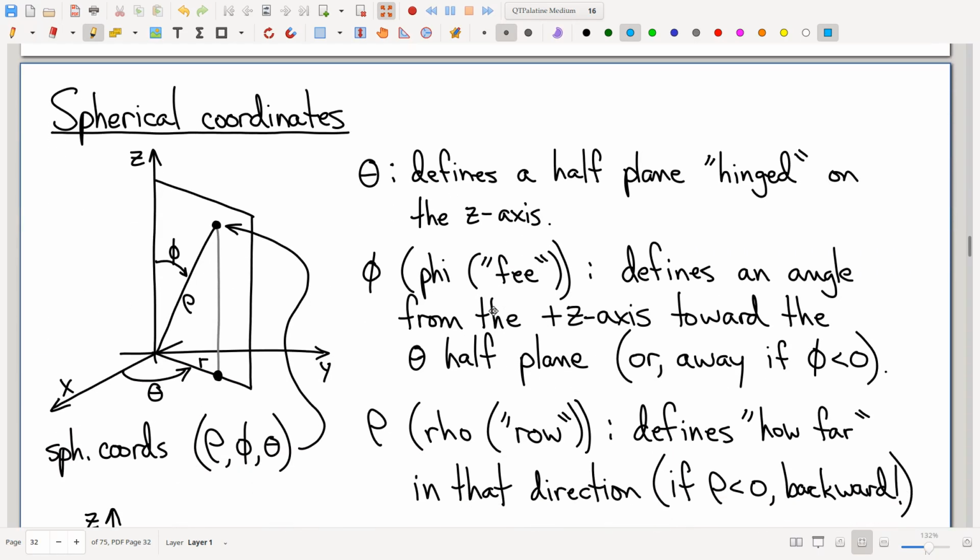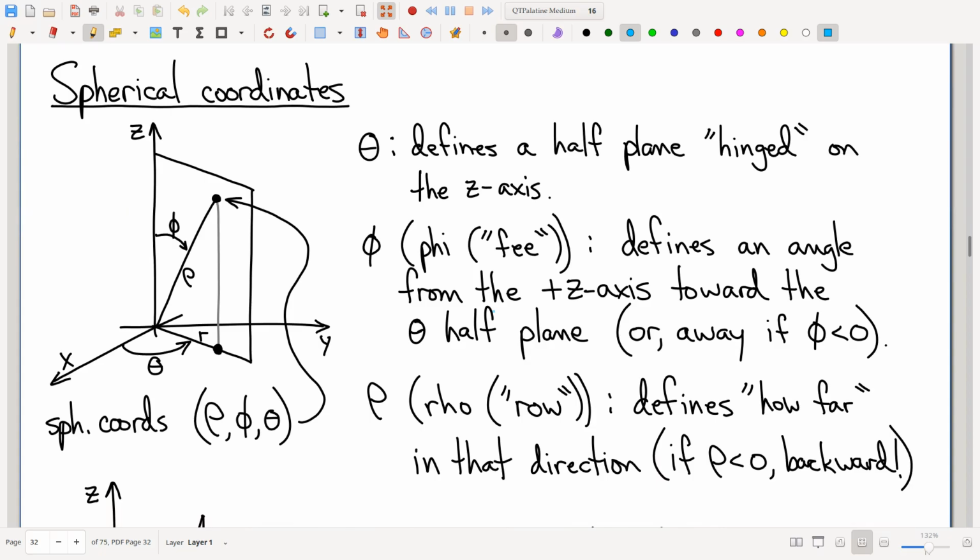Okay, spherical coordinates. Another three-dimensional coordinate system.